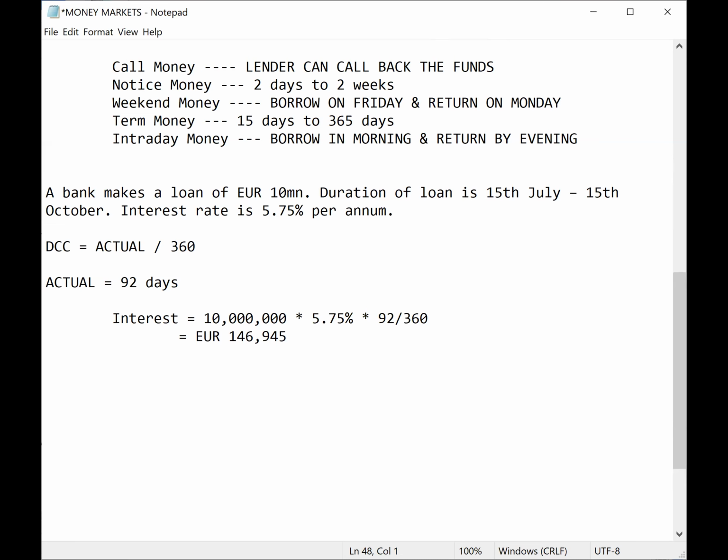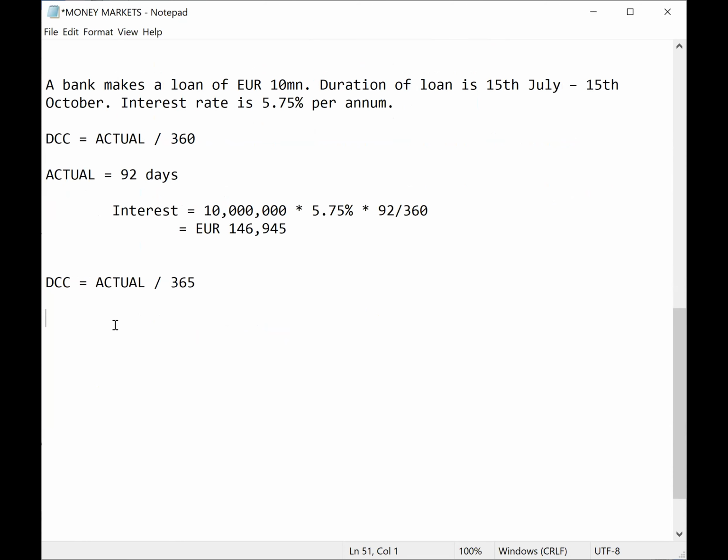Please try this now. Once you get the answer, guys, please confirm. Okay. Yes, sir. Done. Good. Yes, sir. 146,944 point something. Around this. Absolutely right. 146,945. What if I say that the calculation would be done on this basis? Then what would be the interest? 1,44,931. Absolutely.